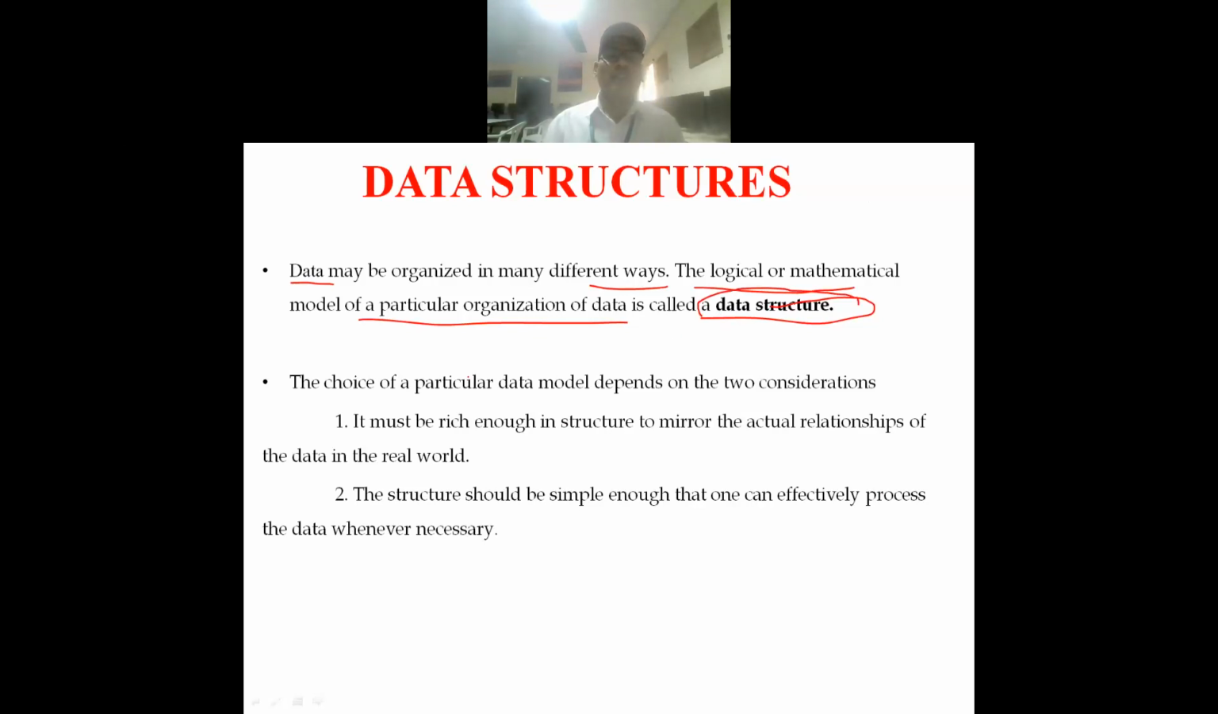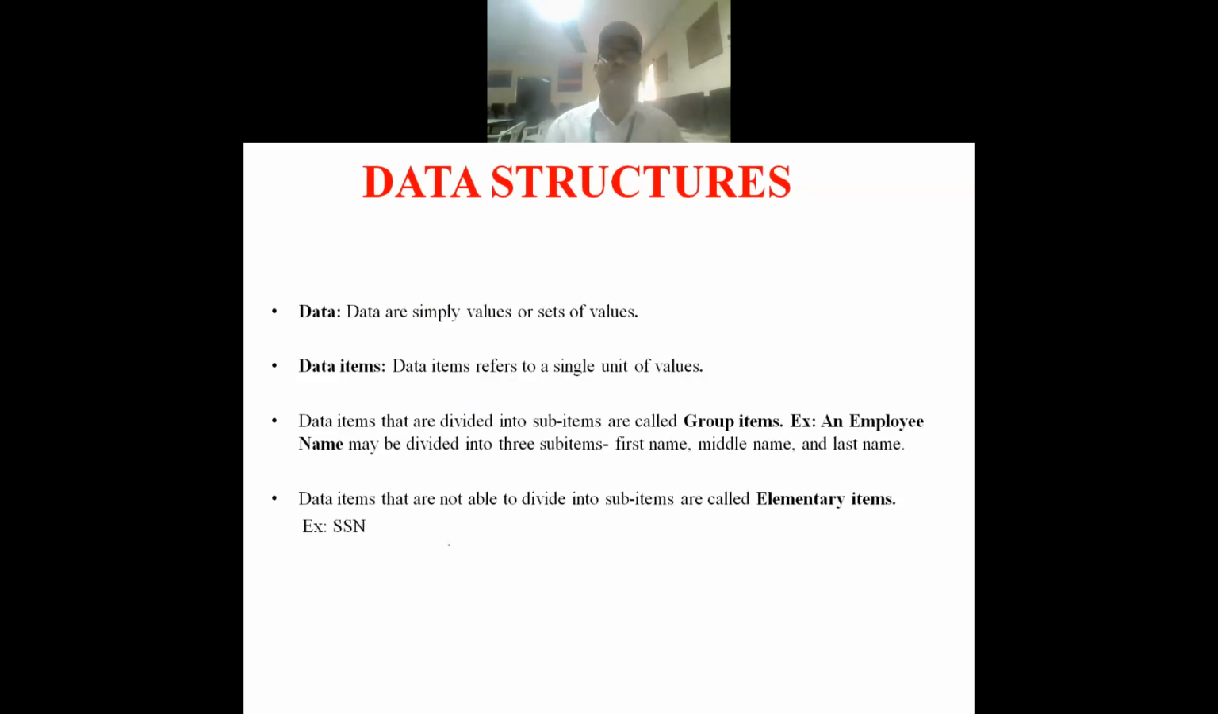So the choice of a particular model depends upon two important considerations. The first one is that the model should be rich enough to mirror the actual relationships of the data in the real world, and the structure should be simple enough that one can effectively process the data whenever necessary. These are the two important considerations when we are organizing the data in the form of a data structure.